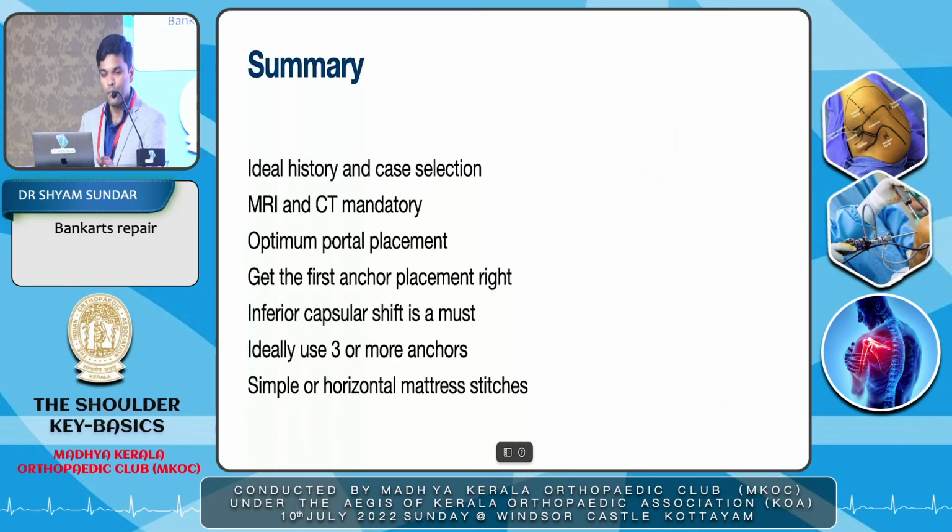So the summary: you have to have an ideal history and case selection. In the case selection itself, you should know whether the patient needs an arthroscopic Bankart or a Latarjet. MRI and CT are absolutely mandatory. The success of surgery depends upon optimum portal placement, and always get the first anchor at the right position. For the 6 o'clock anchor, you need to get it either through the anterior portal or the posterior portal. Inferior capsular shift is a must in ensuring the success of your repair. Ideally use 3 or more anchors, not less than 3. Definitely 3 or more anchors.